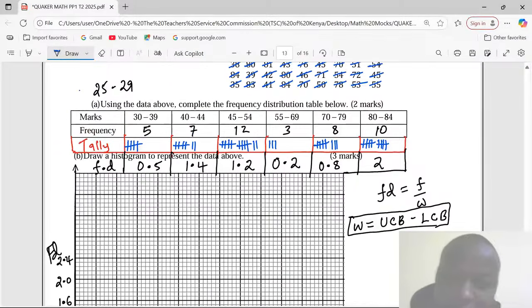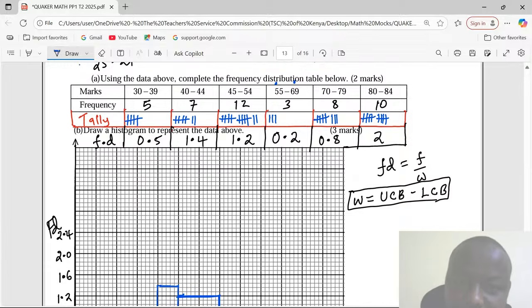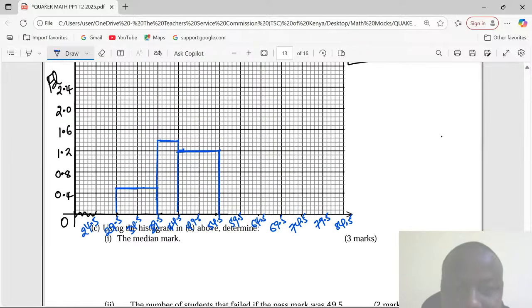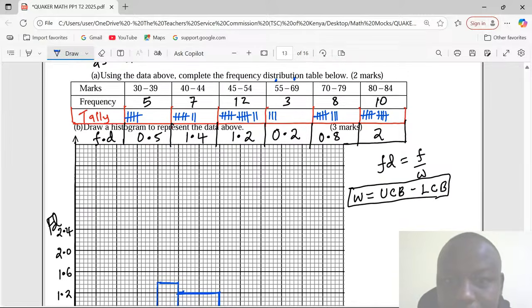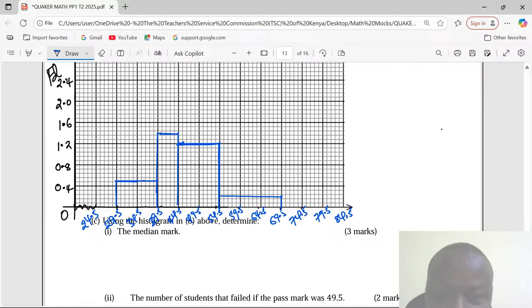Again, from 54.5, that is the lower boundary, to 69.5, and the height is 0.2. So 0.2 is exactly between 0 and 0.4. So that is the class. And from 69.5 to 79.5, height 0.8. So 0.8 is here. That way.